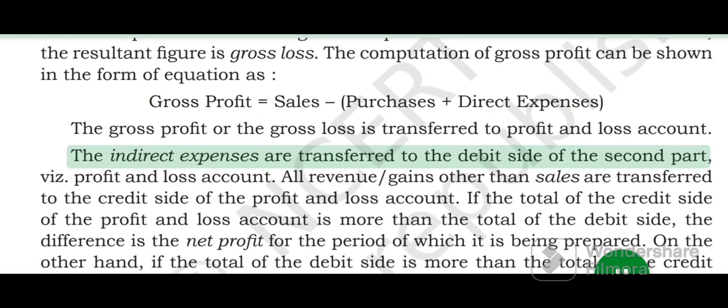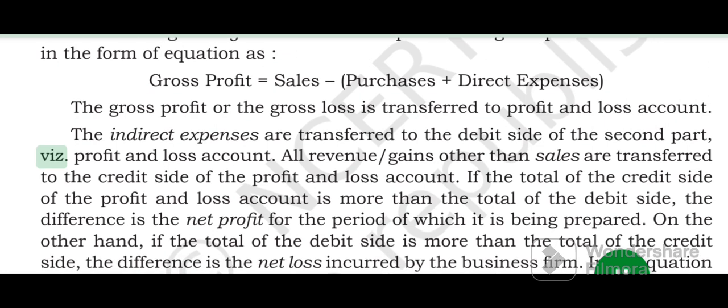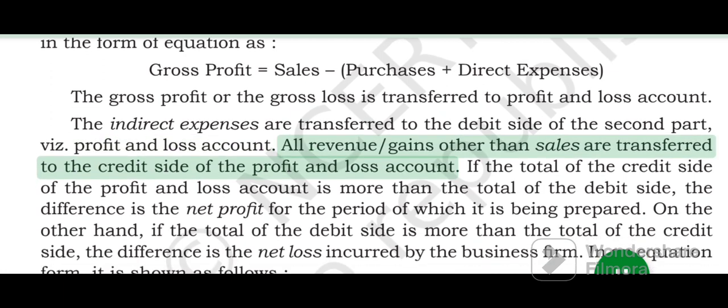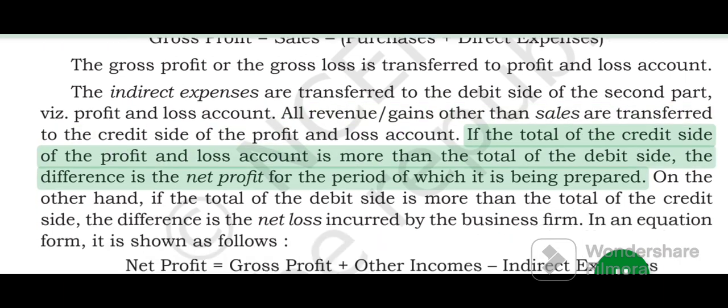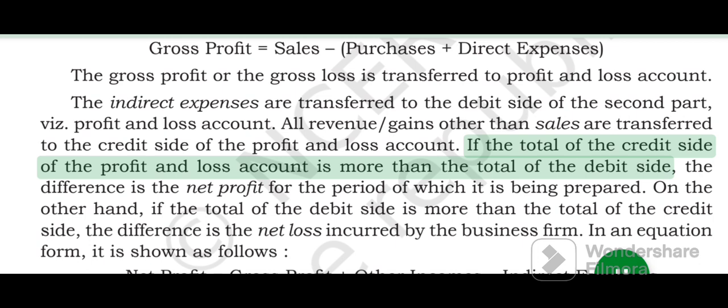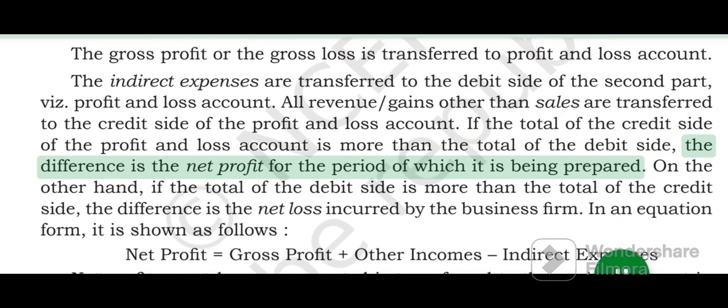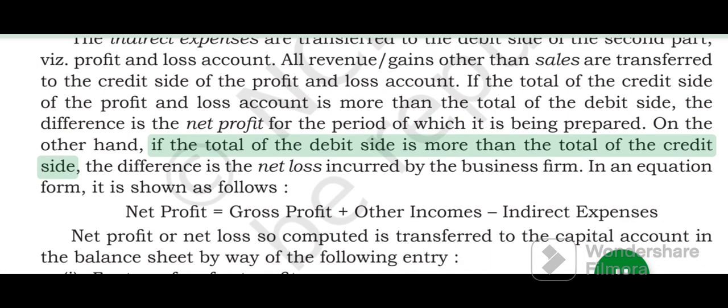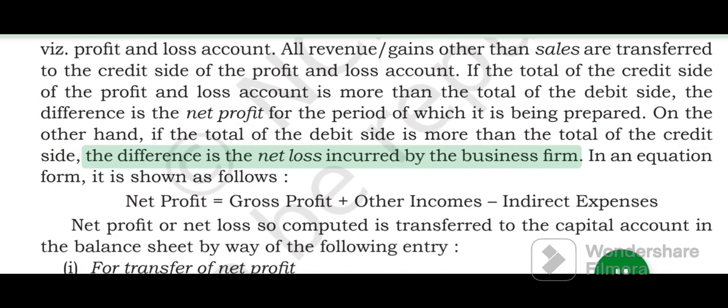The indirect expenses are transferred to the debit side of the second part, viz. profit and loss account. All revenue, gain are transferred to the credit side of the profit and loss account. If the total of the credit side of the profit and loss account is more than the total of the debit side, the difference is the net profit for the period of which it is being prepared. On the other hand, if the total of the debit side is more than the total of the credit side, the difference is the net loss incurred by the business firm.